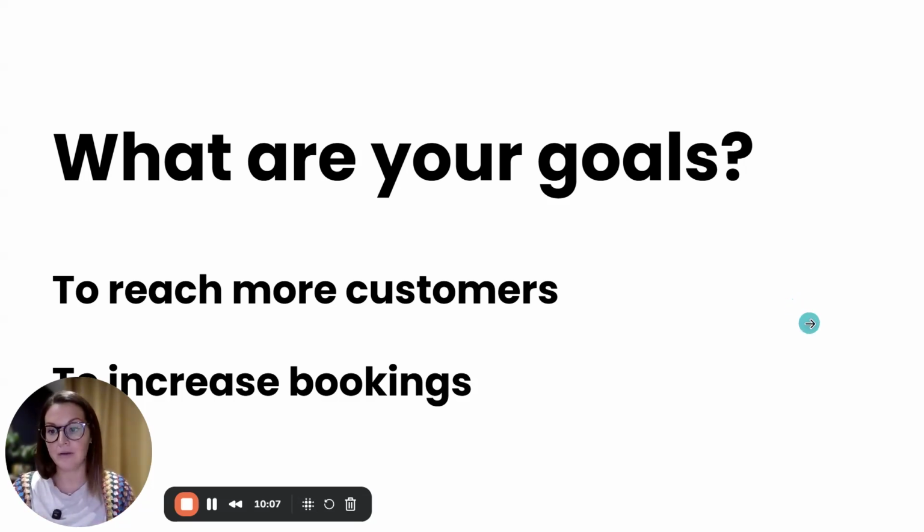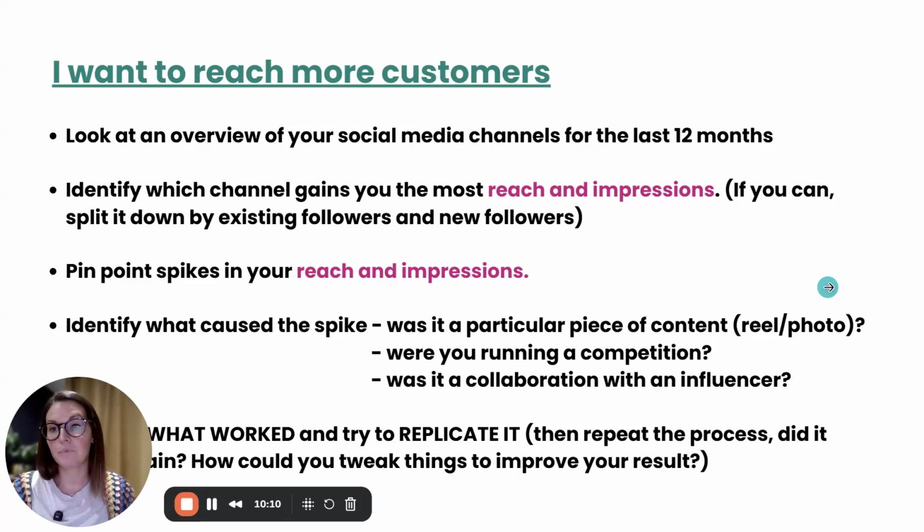So we're going to go through a little bit of a real life example now. So if you're wanting to reach more customers, you would look at an overview for your social media channels for your last 12 months. Identify which channel has gained you the most reach and impressions. And if you can split that down by existing followers and new followers, that would be great, because then you can look at the activities that are actually driving more new people to your pages. So you can have a look for any spikes in your reach and impressions and identify what has caused that spike.